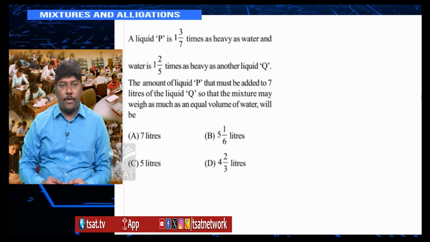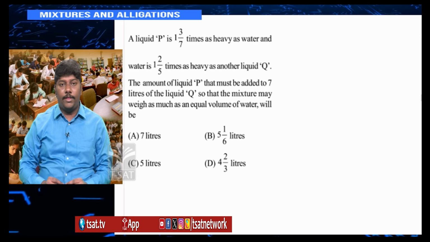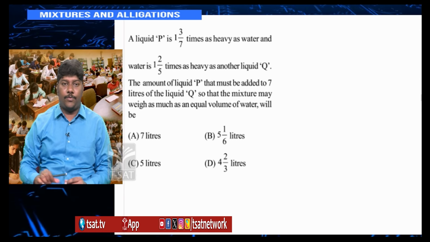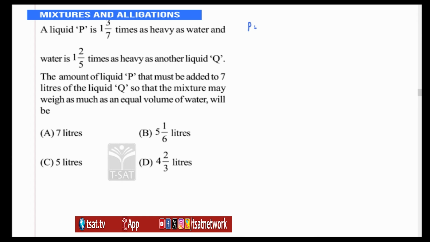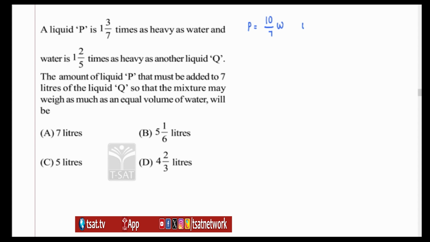Look at this question. Question says a liquid P is 1 3/7 times as heavy as water. So P is given as 1 3/7, which is 10/7 as heavy as water. And he says water is 1 2/5 times as heavy as liquid Q. 1 2/5 is 7/5. Water is 7/5 times of liquid Q. Can I say liquid Q is equal to 5/7 times of water? So I would say 5/7 times of water.